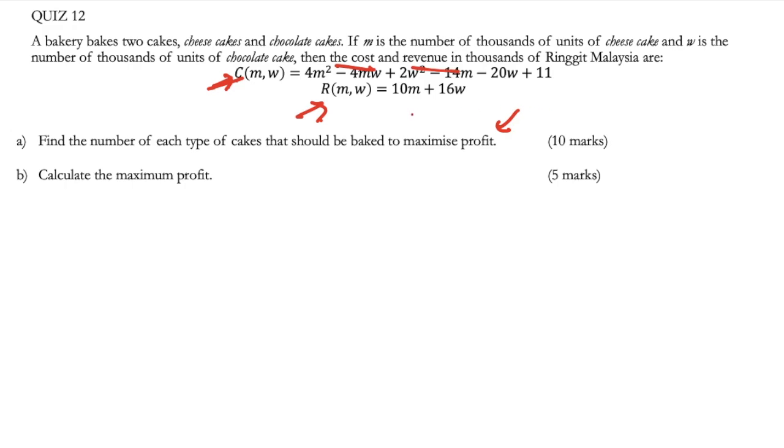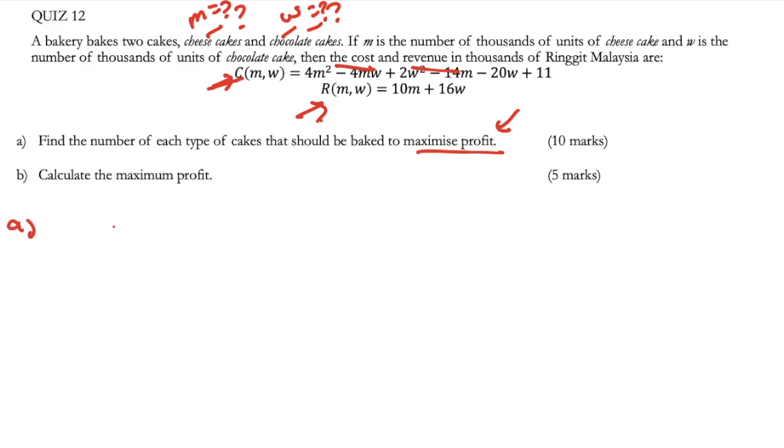Okay, so here, find the number of each type of cake that should be baked to maximize profit. So you need to find the number of chocolate cake and cheesecake. Because cheesecake here is M, how many M? Because chocolate cake here is W, how many W? Those are the things that we need to find. But before we can calculate those things, we need to find the profit function, because the number of cakes should maximize profit. How to find the profit function?